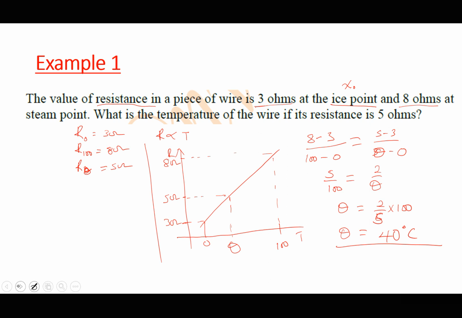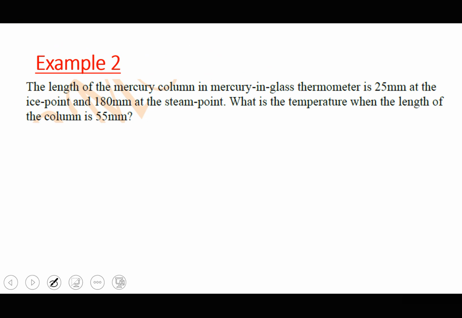Okay, example number 2, we shan't waste much time on that. The length of the mercury column in a mercury glass thermometer is 25 millimeters. So the thermometric property here can still be identified. It is mercury in glass. The property is volume of a liquid or length of a liquid column, because for mercury in glass, we look at the mercury rising inside when you place it on anything to measure the temperature. So that is length of a liquid column.